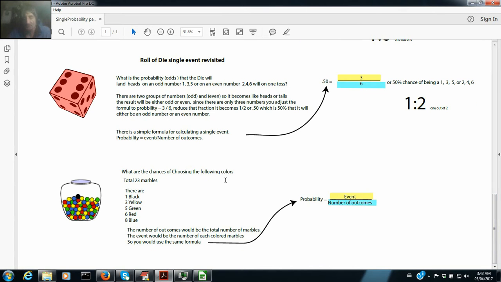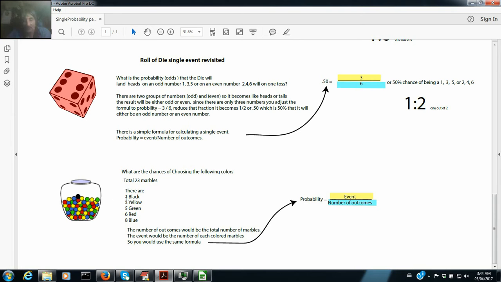This next one is a little different. It's just again a variation. Rather than a coin or a dice, this is just a number of marbles. So in this example, we have a total of 23 marbles. That gives us our possible number of outcomes, because if you're going to choose, you're going to choose 1 out of those 23. You can't go 1 out of 24 because there aren't 24 marbles. You can't go 1 out of 22 because there's 23 marbles in this little container.